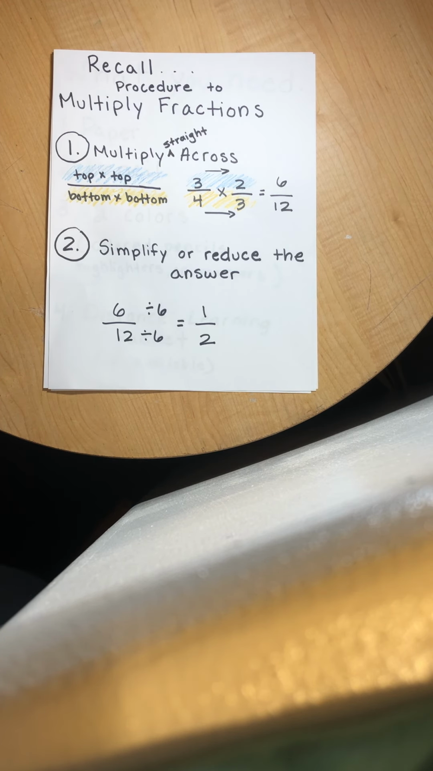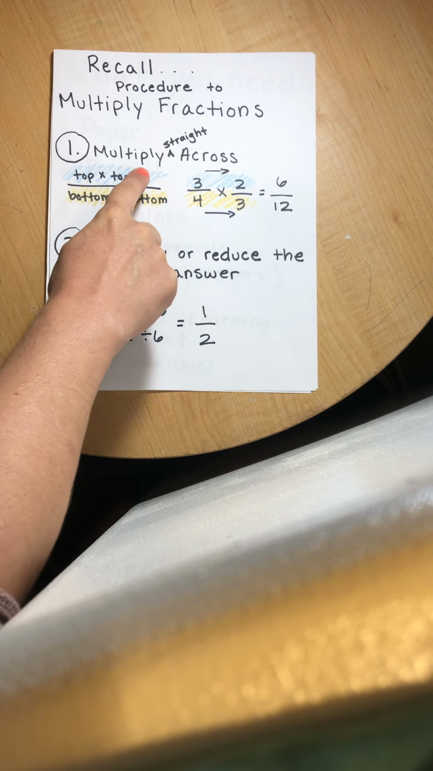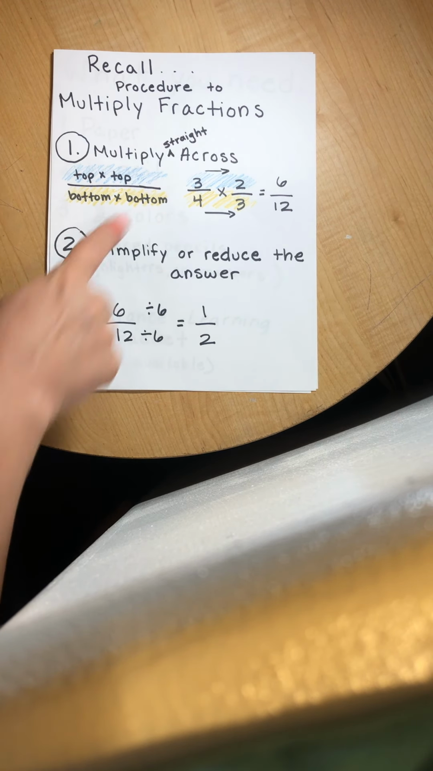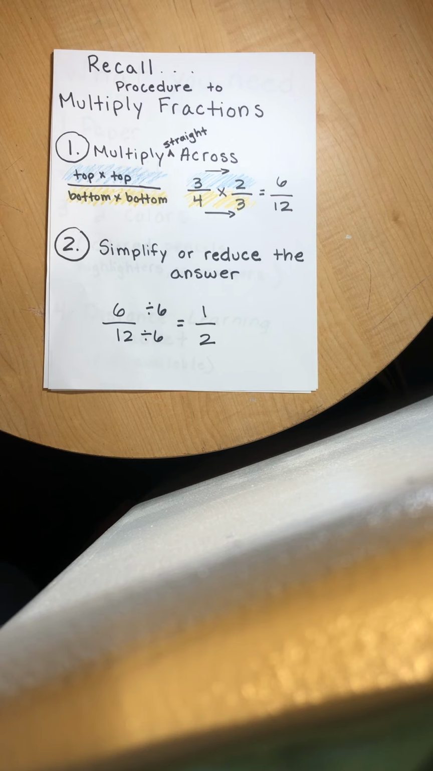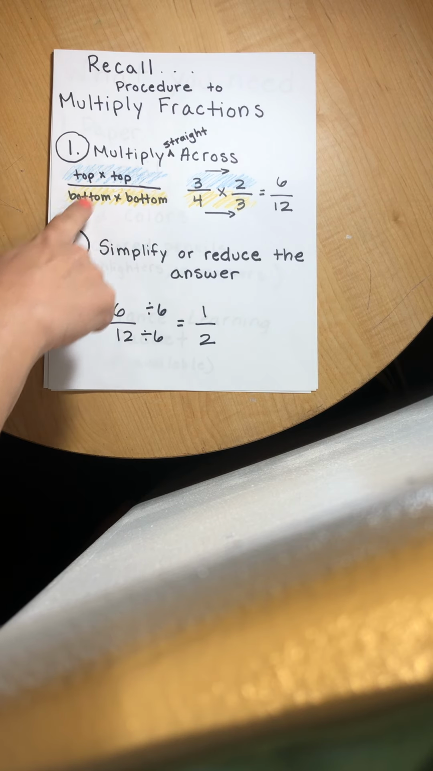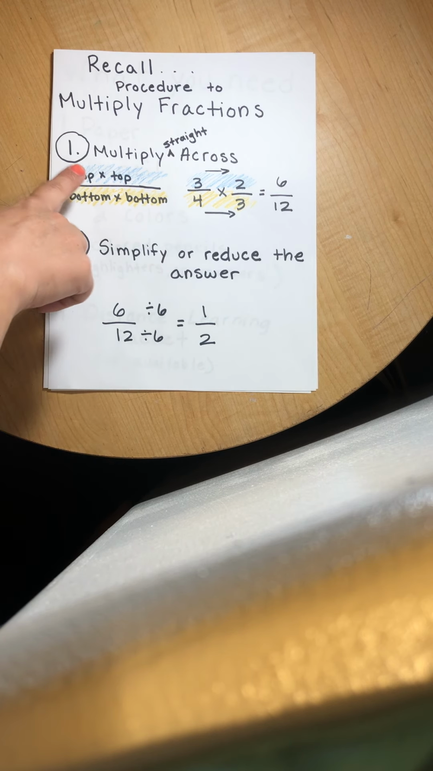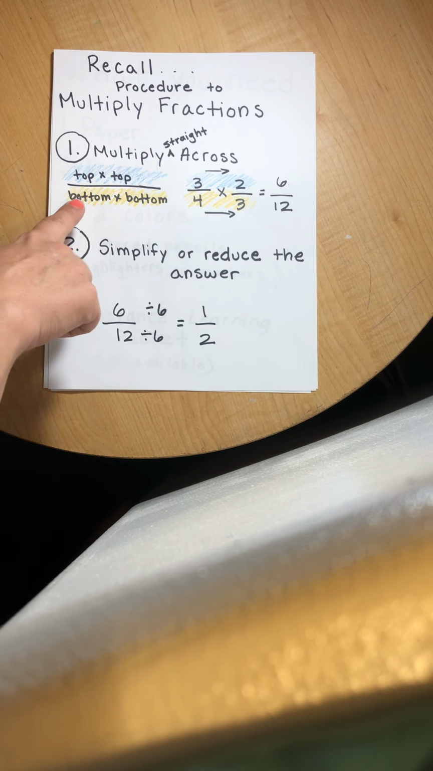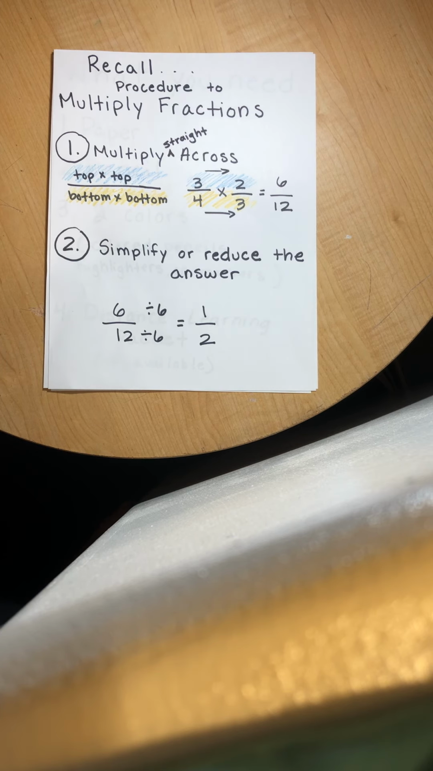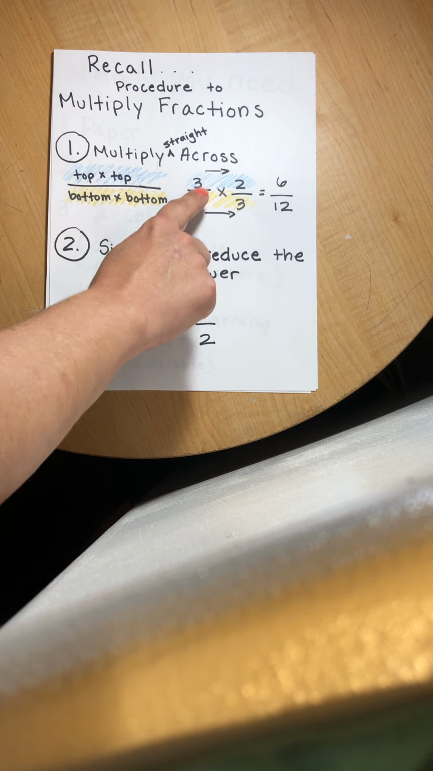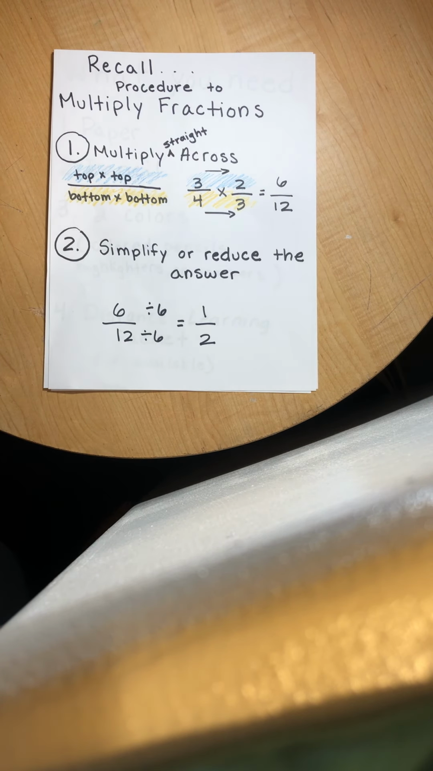Now, when you're multiplying fractions, you multiply straight across, and I added that word straight so you knew you weren't going diagonal. It's top times top, bottom times bottom, or if you remember, the top number is called the numerator, the bottom number is called the denominator. So in this example, 3 times 2 is 6, 4 times 3 is 12, multiplied straight across.